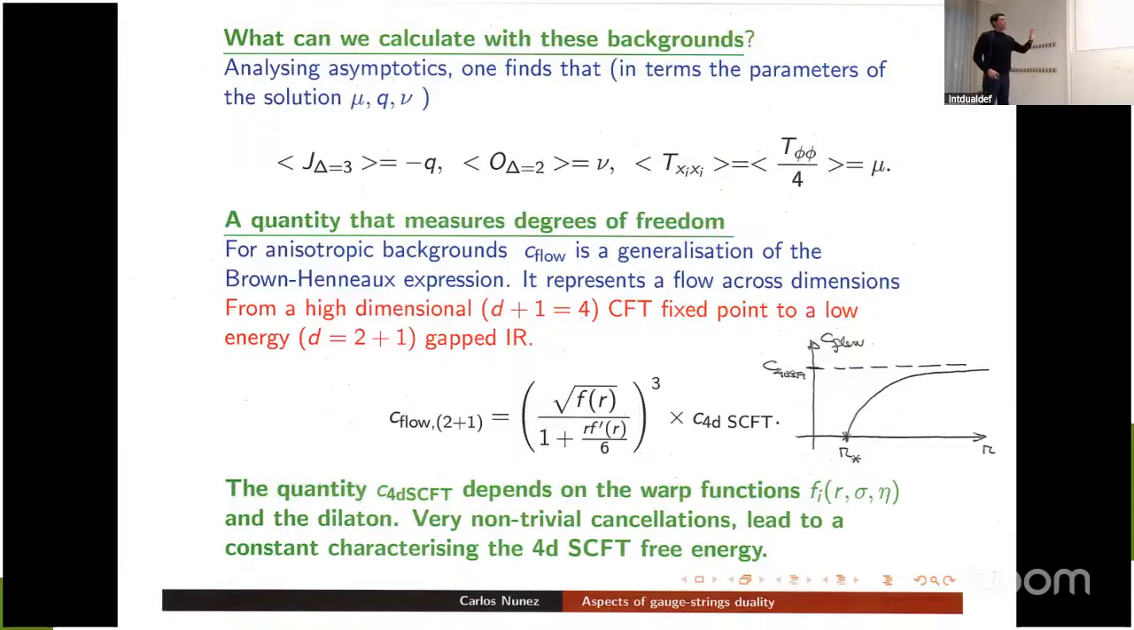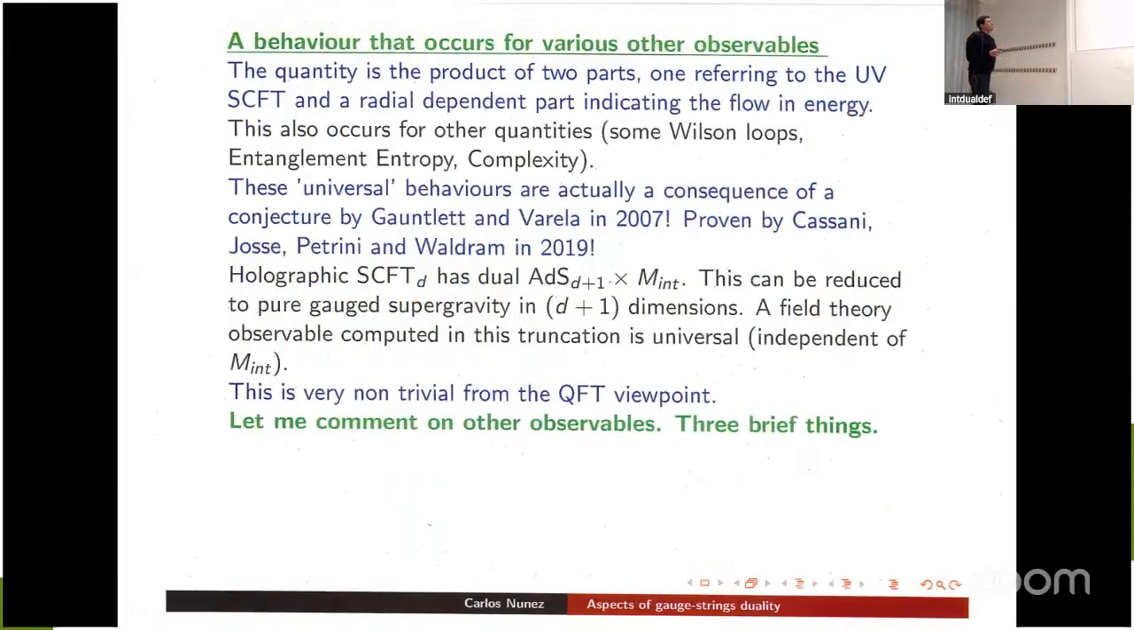And just let me mention, to go closing this, that this factorized form that this particular observable is displaying, the form as a product of two parts, one referring to the UV and one referring to the flow, occurs also for many other quantities. For example, it occurs in some Wilson loops, in some entanglement entropies, in complexity, in many different things you can tell.